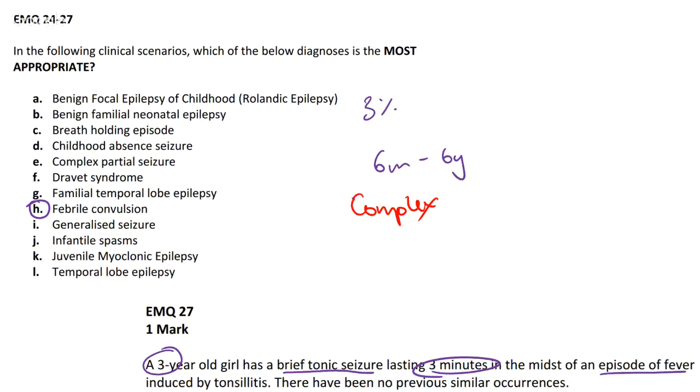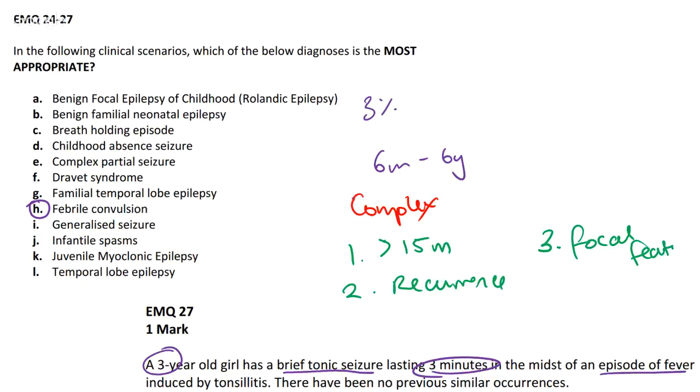So let's get a color. So one, what did we say? More than 15 minutes? What's another thing? Yeah, so recurrence. What else? Oh, okay, sure. Focal features. Okay, number 4. So if they're post-ictal for more than 1 hour. Post-ictal, more than 1 hour. So this instantly makes a febrile seizure go from a simple seizure to a complex seizure, and the management changes, okay?